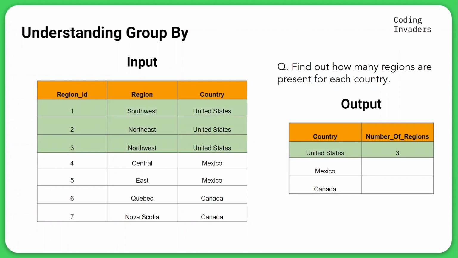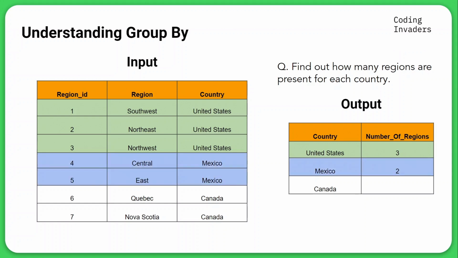So for the US, we are counting the number of rows where the country is United States. Here we have 3 rows which mention the country as United States, and 3 different regions are there for that. So when we do grouping, that is, grouping of the rows together based on the country, we get the count of regions, or the number of regions, as 3.